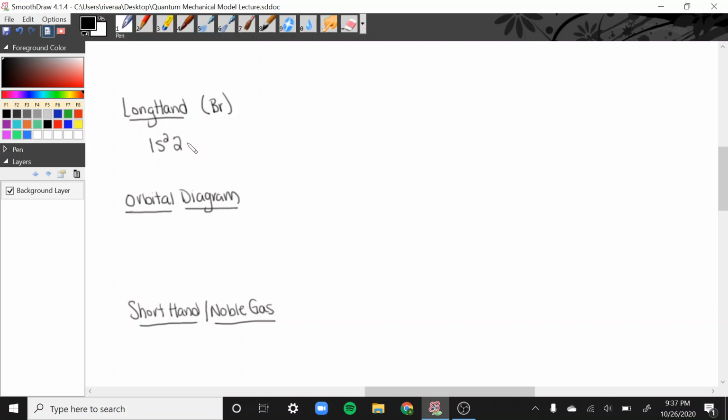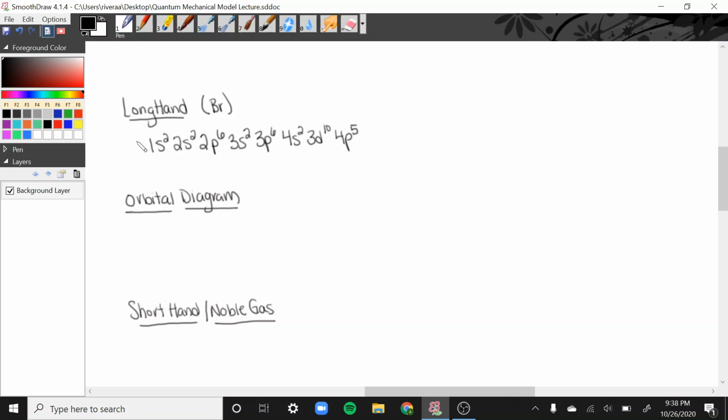1s2, 2s2, right? We just keep filling up these orbitals. 2p6, 3s2, 3p6, 4s2, 3d10, 4p, 1, 2, 3, 4, 5. Voila. This right here, you guys, is your longhand electron configuration.